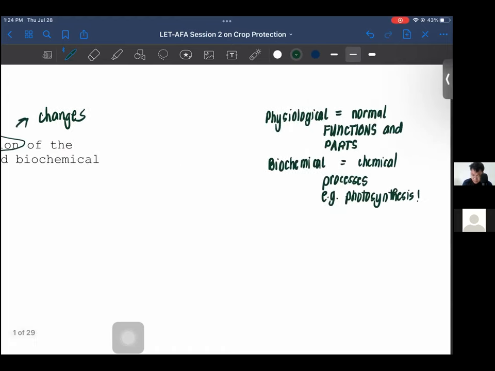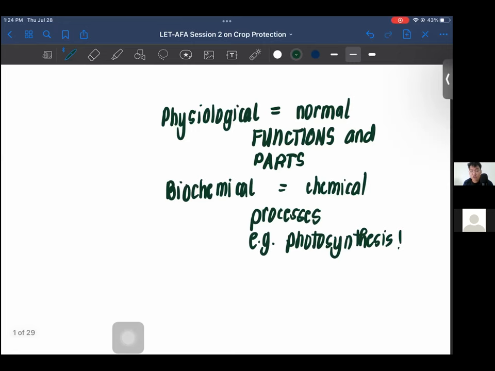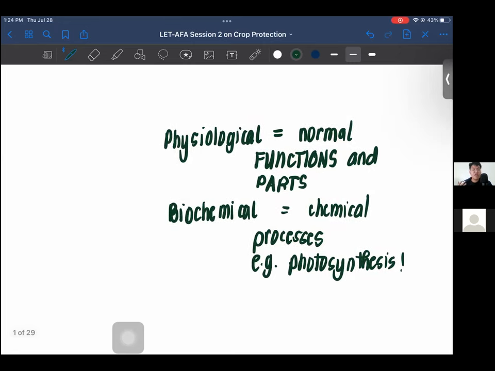So first, let us dig deeper on the terms physiological and biochemical. When we say physiological, it pertains to the normal functions ng mga parts ng isang halaman. This could be the way that the plants process yung water, yung nutrients, yung mga yon. So they are performing their physiological processes if all of those things are normal. And also yung parts, which means you have good leaves, you have good stem, okay lahat, that pertains to good physiological structure, stature as well.